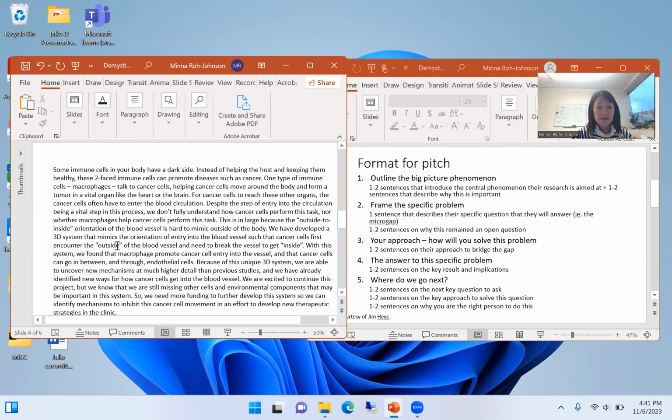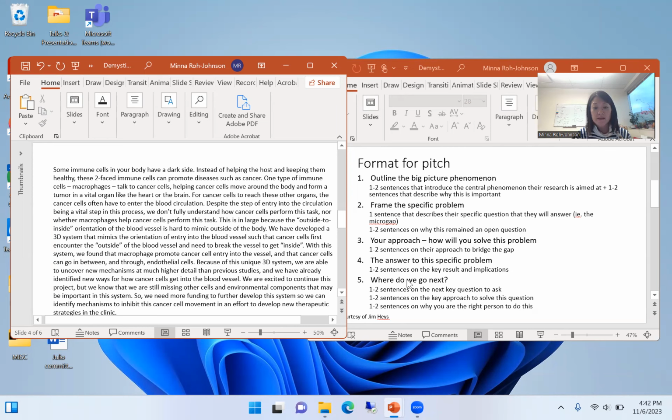We have developed a 3D system that mimics the orientation of entry into the blood vessel, such that cancer cells first encounter the outside of the blood vessel and need to break the vessel to get inside. And what did we find with this system? With this system, we found that macrophages promote cancer cell entry into the vessel and that cancer cells can go in between and through endothelial cells. Because of this unique 3D system, we were able to uncover new mechanisms at much higher detail than previous studies, and we have already identified new ways for how cancer cells get into the blood vessel.